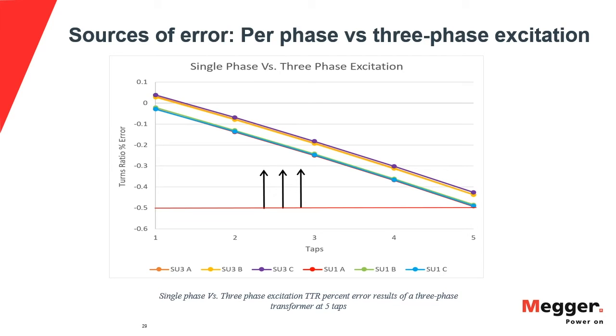Finally, what happens when we compare per phase versus three-phase excitation? We first compared changing the voltage that we use to excite the winding where we're applying the voltage. Second, we compared step up versus step down. And now we want to compare single phase versus three-phase excitation. Will the result change if I do phase by phase measurement compared to energizing all three phases at once?